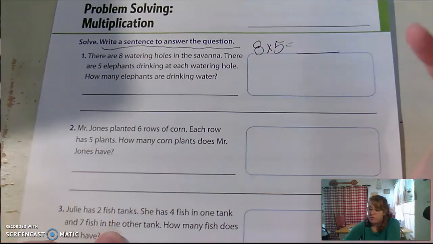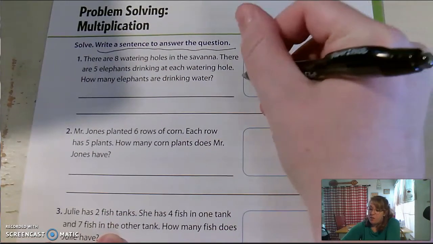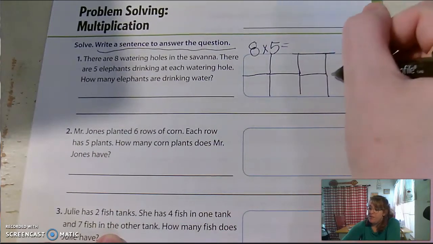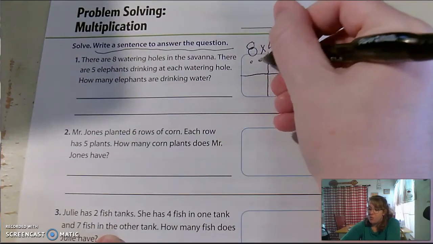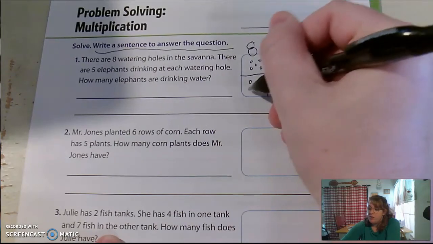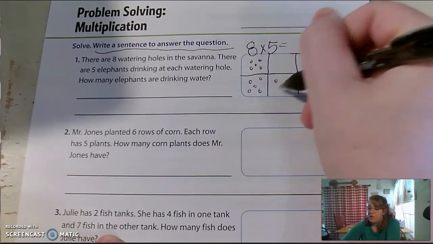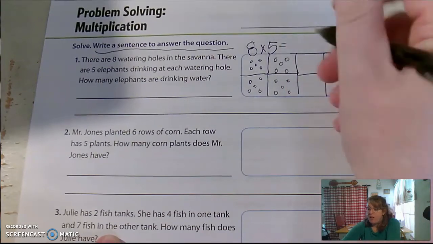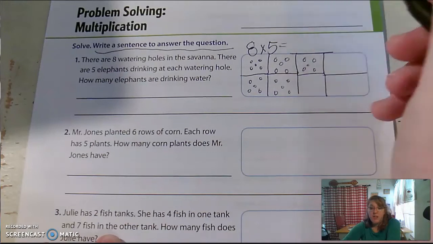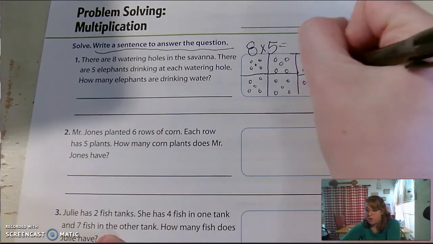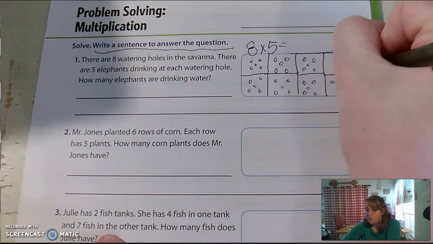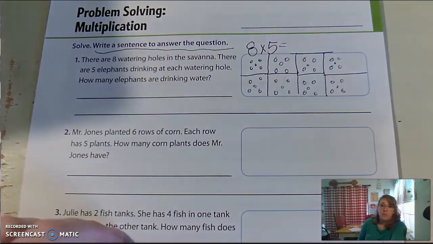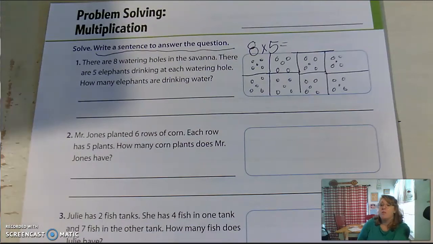equals what? Well, if I have 1, 2, 3, 4, 5, 6, 7, 8, and then 1, 2, 3, 4, 5 in each group. Oh my gosh, do you see now why we like to memorize multiplication? We don't want to draw it all the time because it gets really boring. If you need to pause the video and make 8 groups of 5, you can do that now.